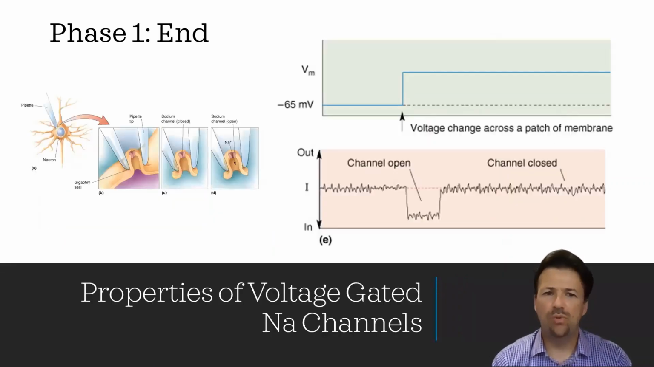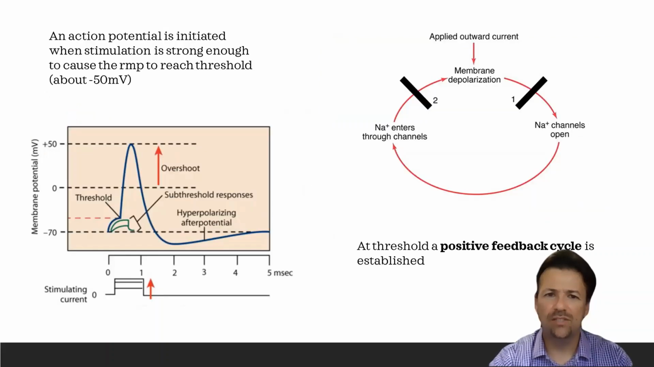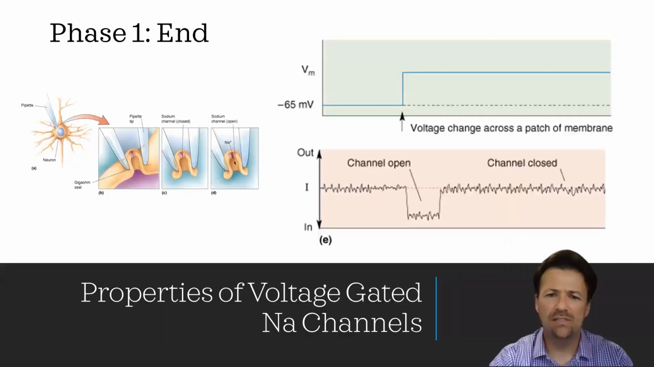Now, the next question we want to ask ourselves is, well, why does phase 1 end? Why isn't there a continuous movement of sodium into the cell, and that this rising phase just gets higher and higher and higher? Why does it always stop around plus 30 millivolts or plus 50 millivolts? Well, that's because these voltage-gated channels, they have certain properties.